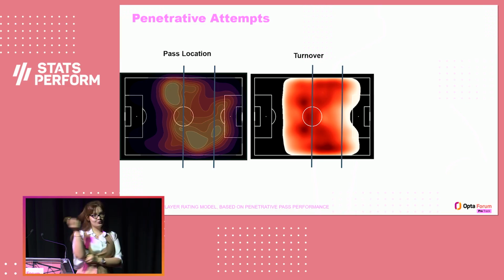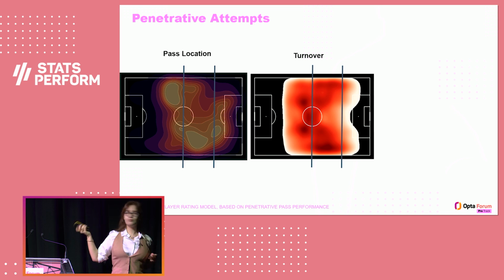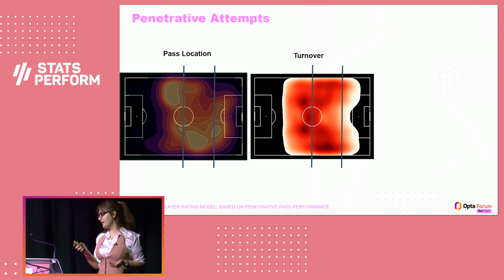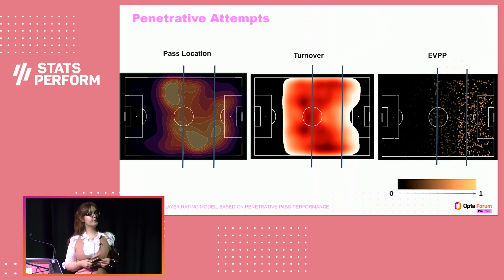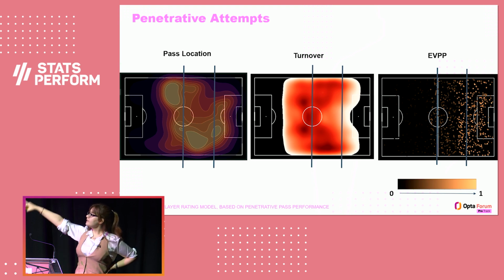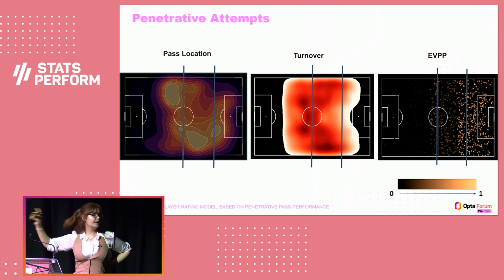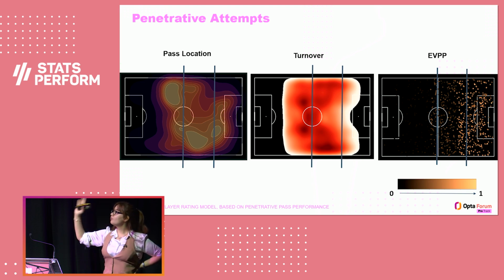Now, what to do? We know where it is more dangerous and what the attempts actually were, but now what to do? Where should we try, and where can it create value? That's why we created this EVPP metric, which creates a balance between the risk and reward. Based on the analysis, you can see EVPP ranges from 0 to 1. The darker circles show 0, and the lighter ones show 1, which is like 100 expected goals.